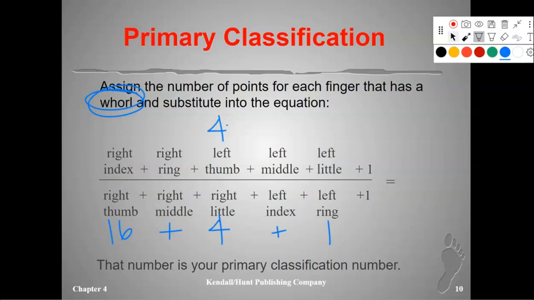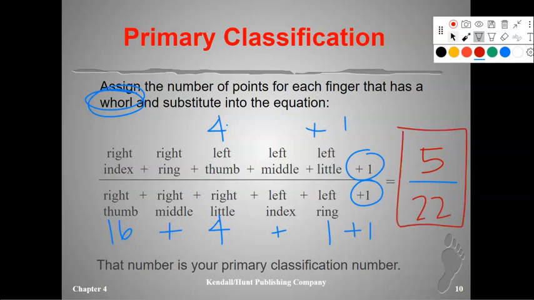So on the top, it's just 4. On the bottom, it's 16 plus 4 plus 1. But then notice these. So you're adding 1 to both of those. So what you get is 4 plus 1, you get a 5. And then 16 plus 4 plus 1 plus 1 is 22. So this is the Henry code for this person.